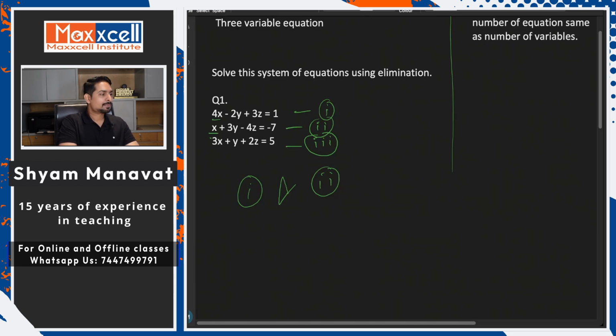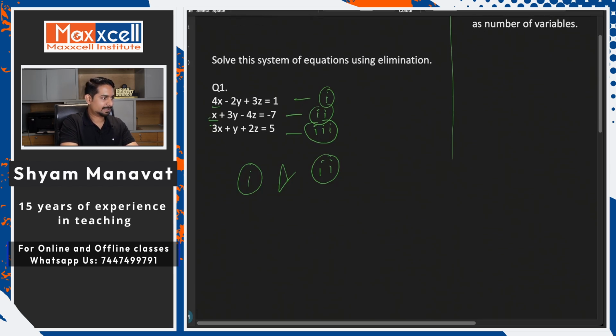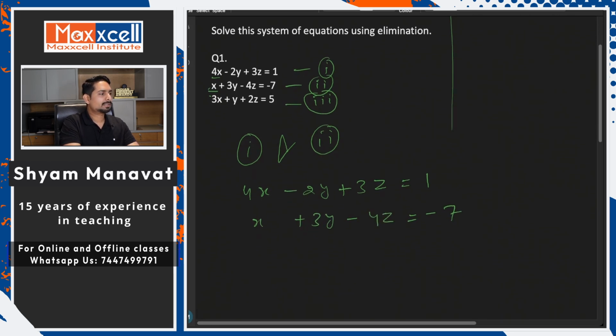So let's do it. Now, if you remember elimination method, to make the coefficient same, let me write this equation again. So I will not make a mess of all the equations written there. Okay, x plus 3y minus 4z equal to minus 7. Now, if I want to make the coefficient of the variable same, so here I have 1 in equation number 2 and in equation number 1 I have the coefficient 4.